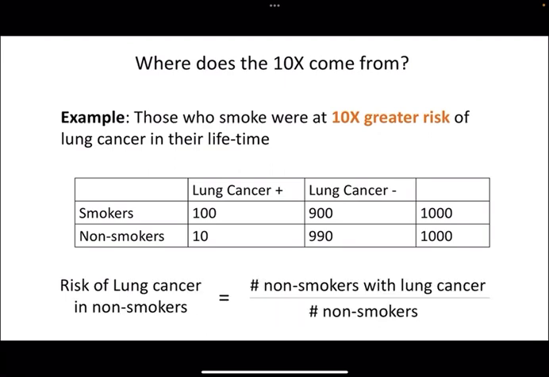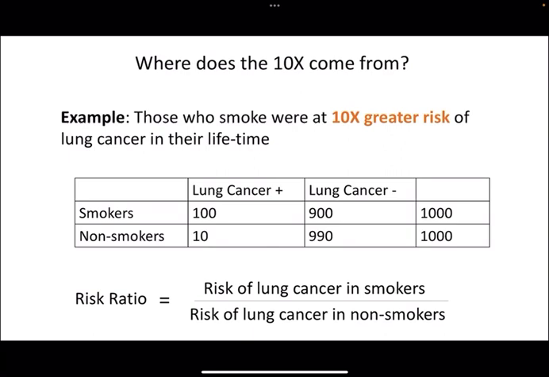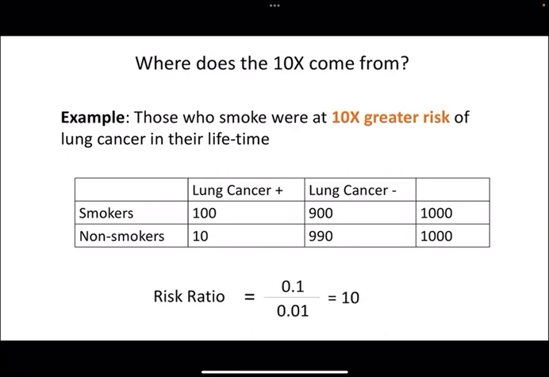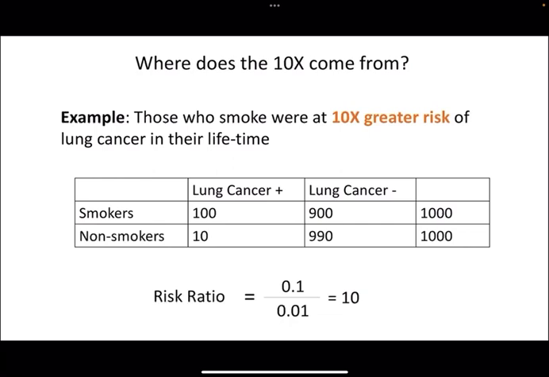And then we can do the same with non-smokers, where in this case it would be the number of non-smokers with lung cancer, that's 10, divided by the number of non-smokers, which is also 1,000. So 10 divided by 1,000, we get 0.01. And then the relative risk, we take those two that we just found, risk in smokers divided by risk in non-smokers, and we get a value of 10. So the risk in smokers, that 0.1, is 10 times greater than this baseline risk in non-smokers, which is 0.01. And those aren't real numbers, that's just to illustrate.